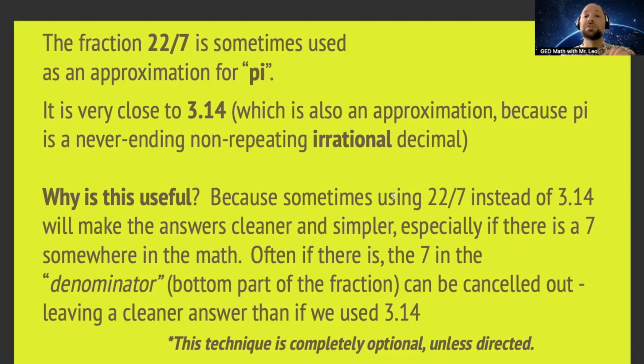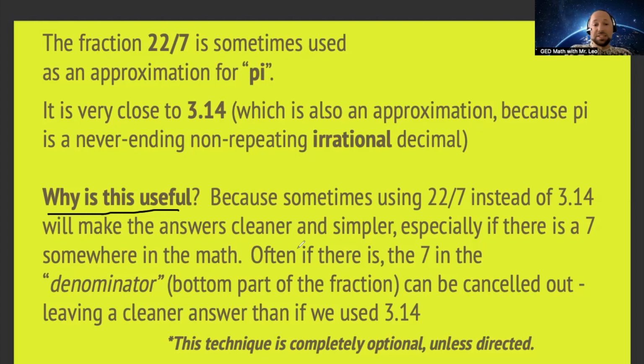As we discussed, this fraction is very close to 3.14. And remember, 3.14 is also an approximation that's been rounded off. The true pi is a never-ending, non-repeating, irrational decimal. So we're rounding off anyways. Why is this useful? Because sometimes using 22/7 instead of 3.14 will make the answers cleaner and simpler, especially if there is a 7 somewhere in the math. That's it. If there's a 7 or a multiple of 7 in the math.